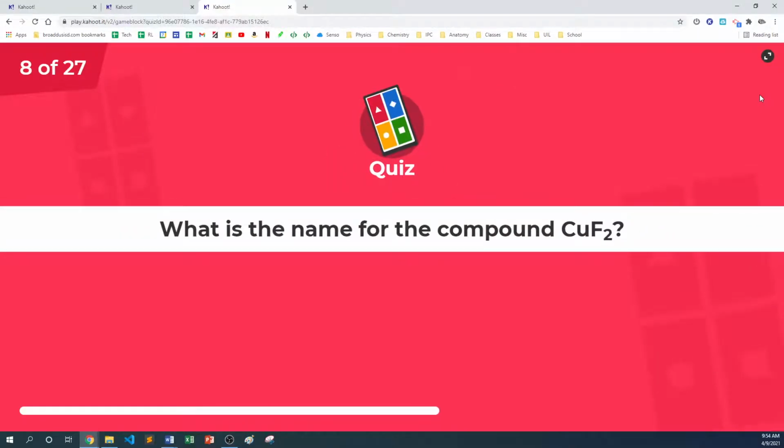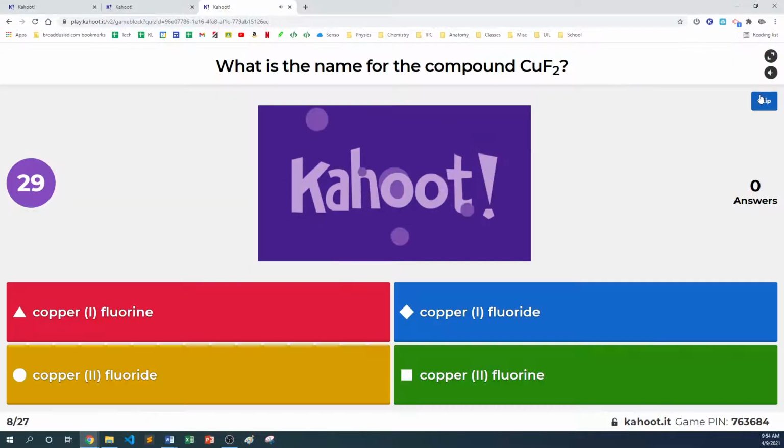What is the name of the compound CuF2? So what charge does copper have? There are two fluorines, both negative charges, and there are 2 negative charges. That means copper must be +2. So it's going to be the one that has copper 2 in its name. And for fluorine, we change it to an IDE ending. So it should be copper 2 fluoride.